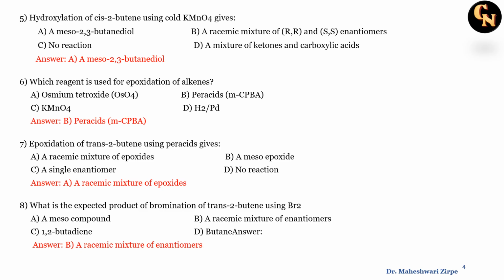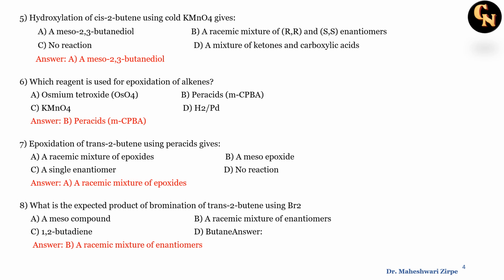Now next question is, epoxidation of trans-2-butene using peracids gives dash. Epoxidation is going to give you the epoxide, but here they are trying to find out, because it is trans-butene, so you have to give the correct option, whether it is meso, whether it is a racemic mixture, whether it will be trans, whether it will be cis, all these things. So in the theory part we have seen that the epoxidation of trans-2-butene gives us a racemic mixture of epoxide, where it is trans-butane with an epoxide ring.